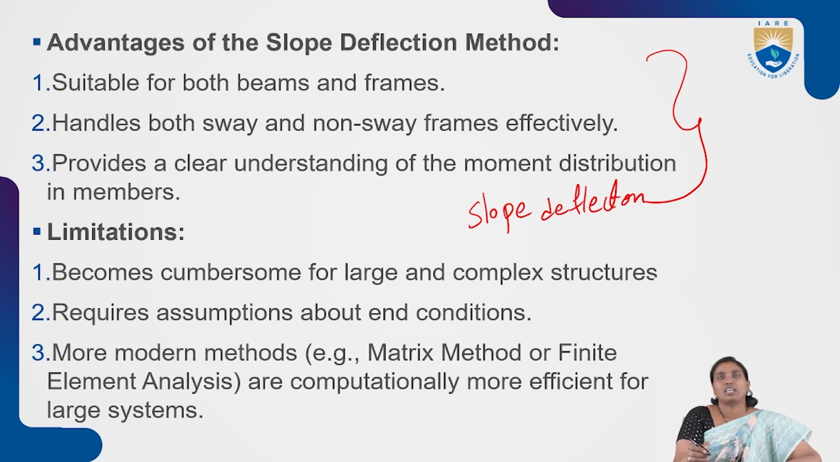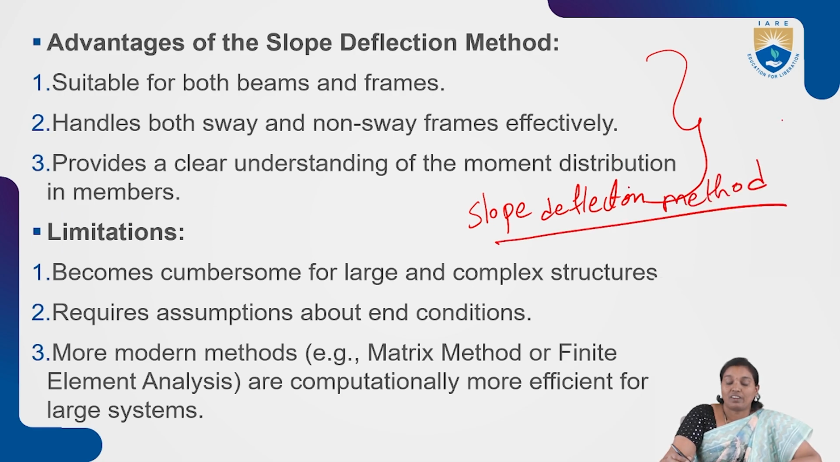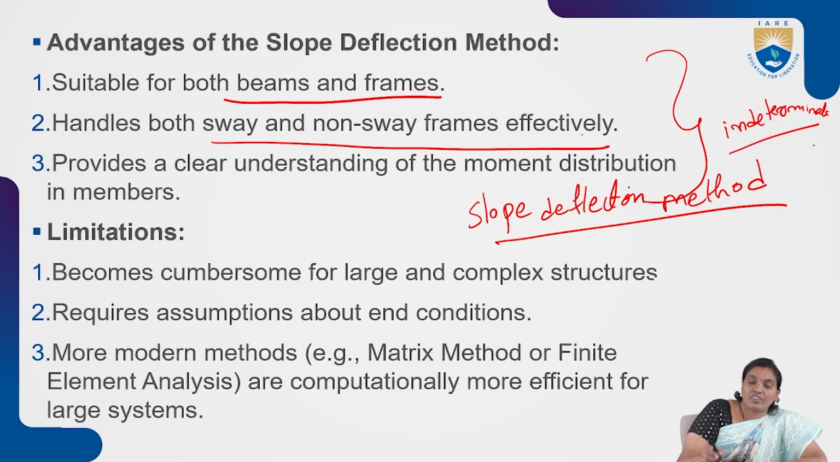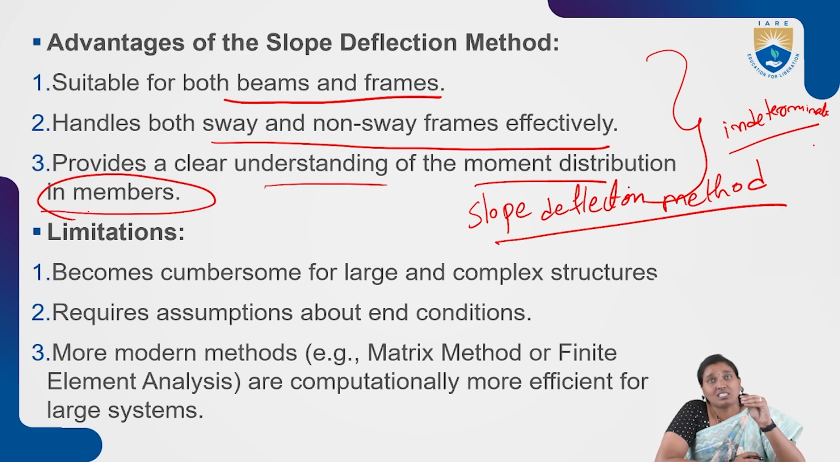For the unknowns, and draw the shear force and bending moment diagrams. And we are going to use this method for analyzing indeterminate structures as one of the methods. It is suitable for both beams and frames, handles both sway and non-sway frames effectively, and provides a clear understanding of the moment distribution in members. Whenever we look at the moment distribution in members, we are going to understand it very clearly. These are the advantages involved in this moment distribution method.